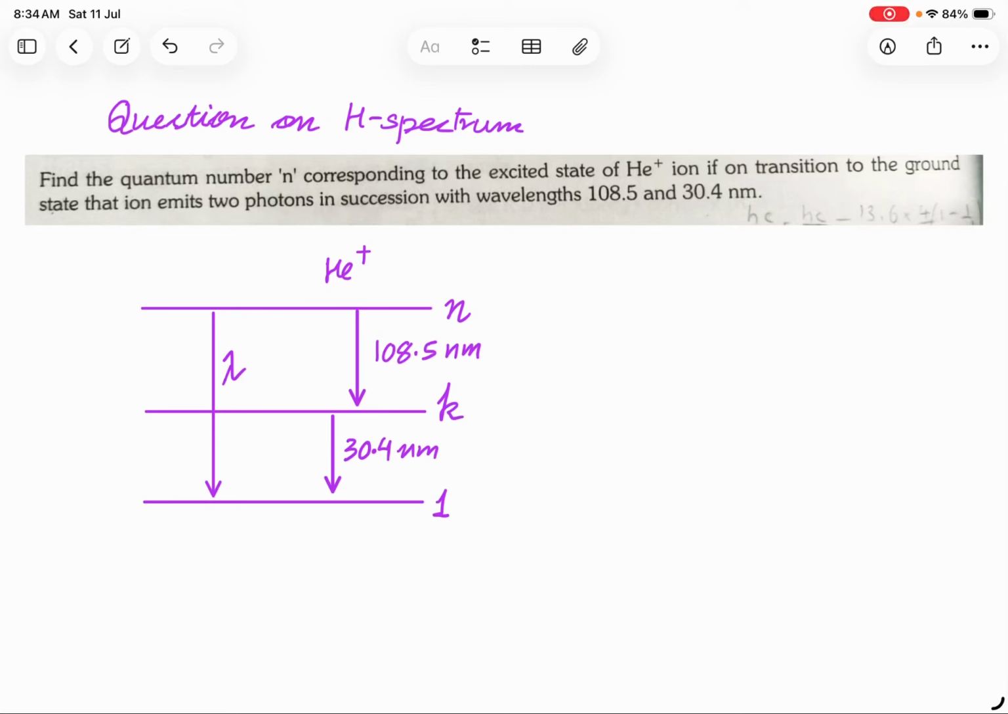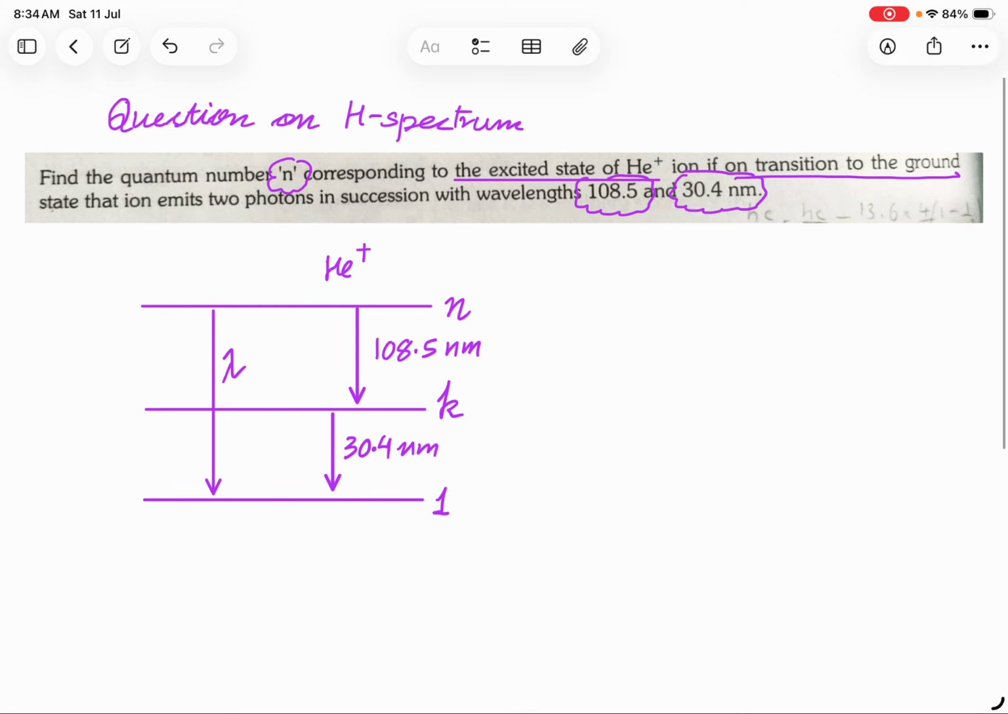Now let us take this wonderful question on the hydrogen spectrum, or you can say hydrogen-like spectrum. Let's read the question very carefully first. The question wants the quantum number n corresponding to some excited state of helium plus, if its transition is happening to the ground state, but that is coming in two forms: 108.5 nanometer it is emitting, and then it is emitting 30.4. So let's picturize this.